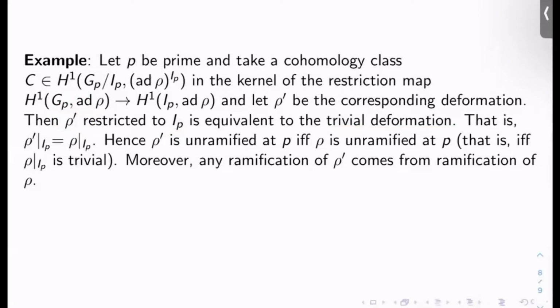What I mean is rho prime restricted to I_P is the same as rho restricted to I_P. And so what's going on here is rho prime is unramified at P if and only if rho is unramified at P. Okay, that is, if and only if rho restricted to I_P is trivial, if you don't remember what it means for a representation to be unramified at a prime. And moreover, any ramification of rho prime actually comes from ramification of rho. Basically, unramified classes are extremely well named because they translate to not only unramified deformations, but deformations whose ramification comes from ramification in the smaller, lower representation rho.